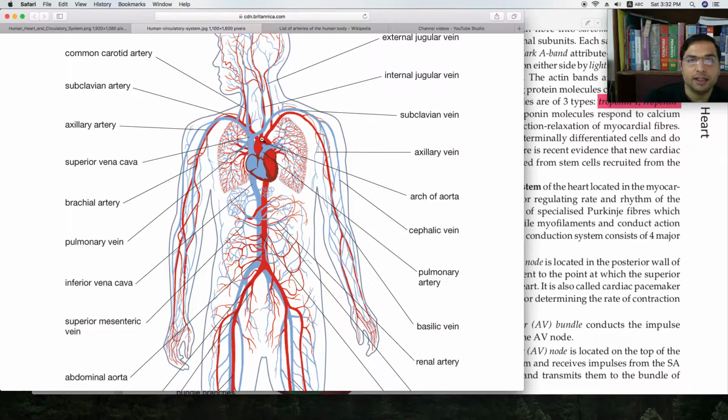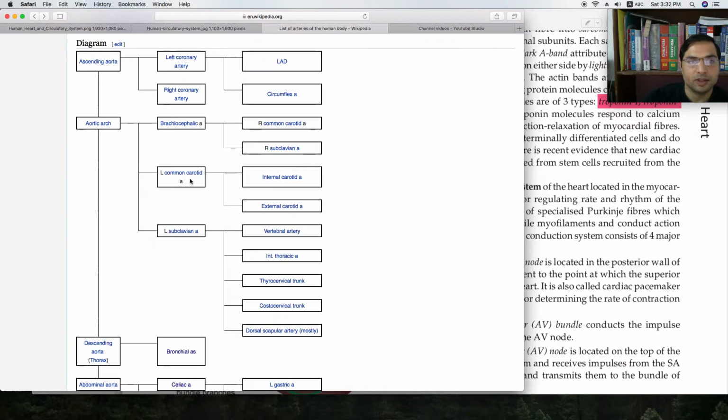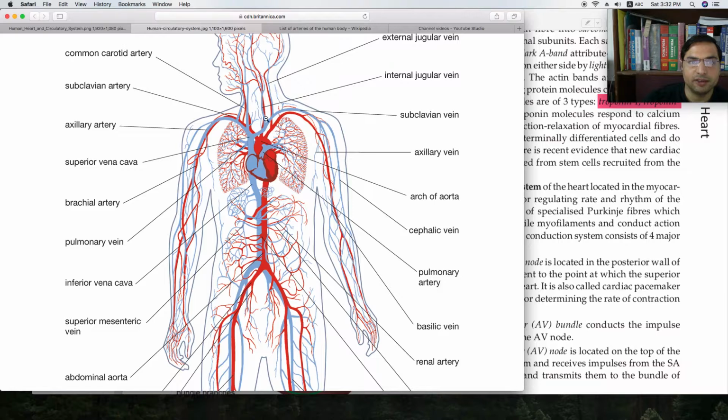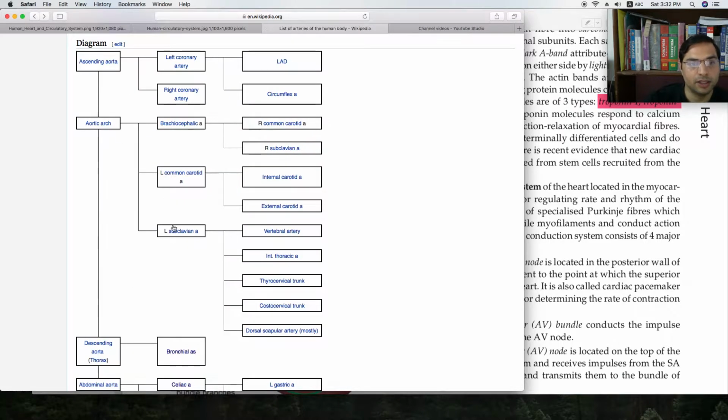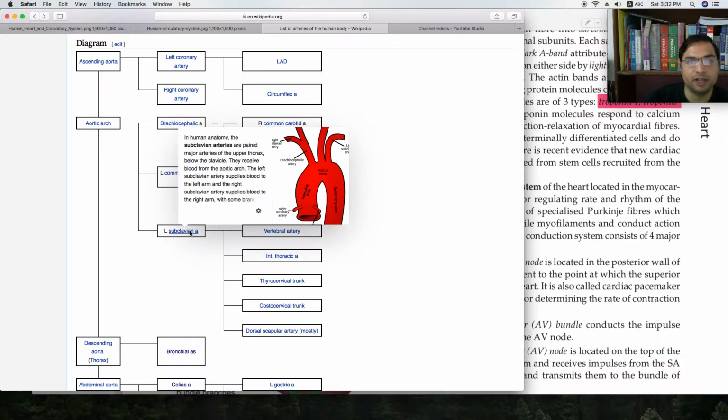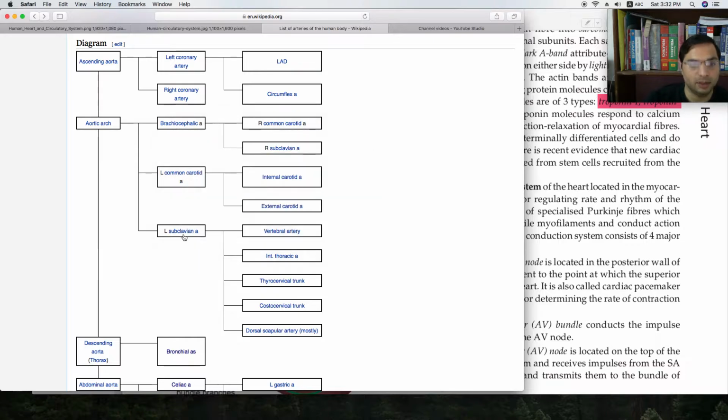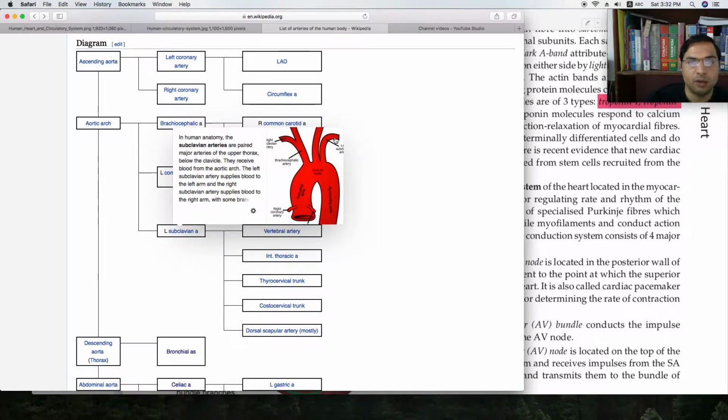Similarly, the second branch is left common carotid artery, right? This left common carotid artery will also divide into an external carotid artery and internal carotid artery, right? So let us learn the third branch of the aorta, the left subclavian artery. The left subclavian artery, this third branch, will go to the left arm. Before going to the left arm, it will give a vertebral artery, right, which will go through the vertebra into the head region.